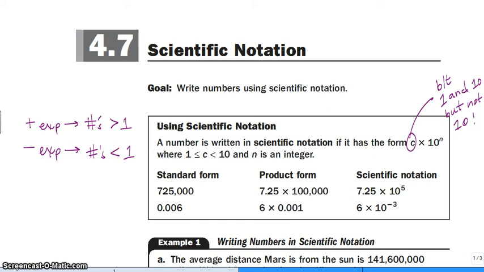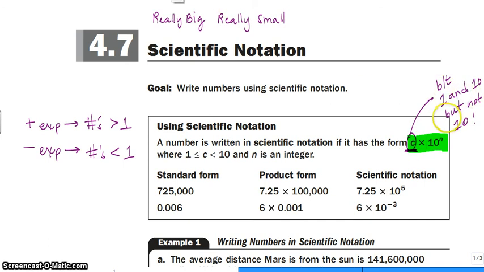Scientific notation is when we write really big and really small numbers in a certain form. The format is always C times 10 to the n, where C is a number between 1 and 10, but not 10, meaning C could be like 1.2, 9.9, 3, but it can't be like 10.1 or 21.2 or anything like that.